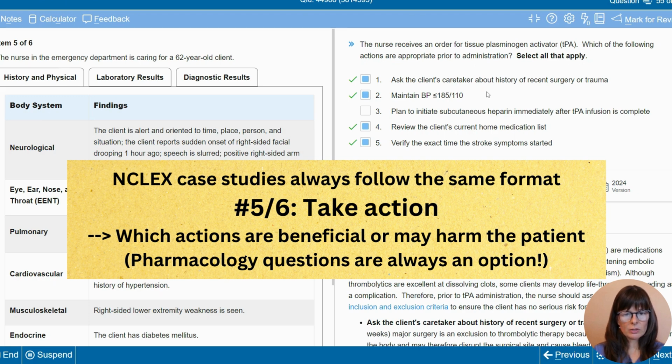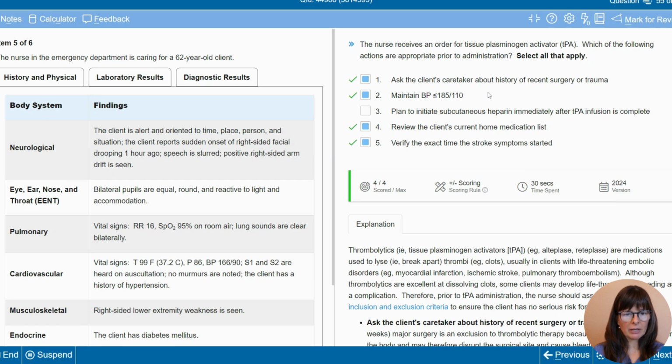So now it goes into asking the client's caretaker about history of recent surgery or trauma. Well, most definitely we're going to need to do that because this TPA medication is going to dissolve any kind of clot that might be going on in the patient. Maintaining a blood pressure of less than or equal to 185 over 110, and that is definitely also contraindicated for TPA. So we have to ensure that the patient's blood pressure meets this criteria because otherwise the medication is contraindicated because of a risk for intracranial hemorrhage.